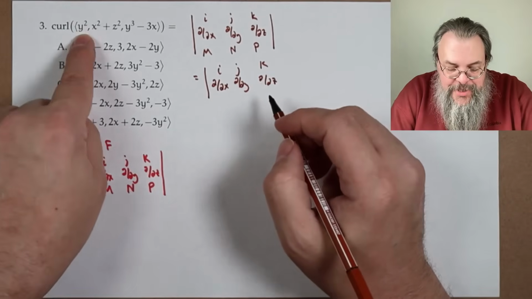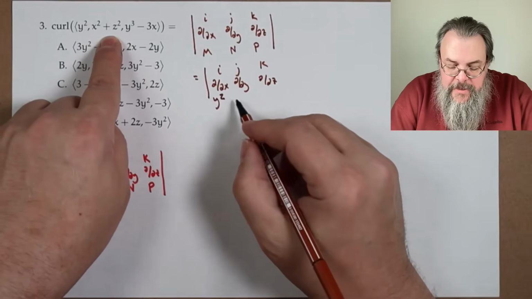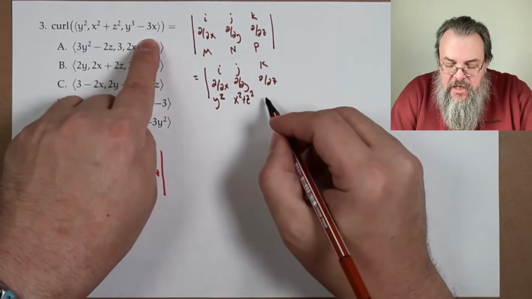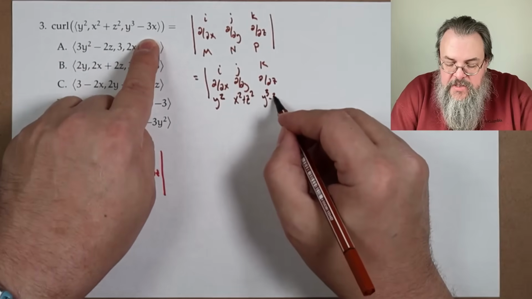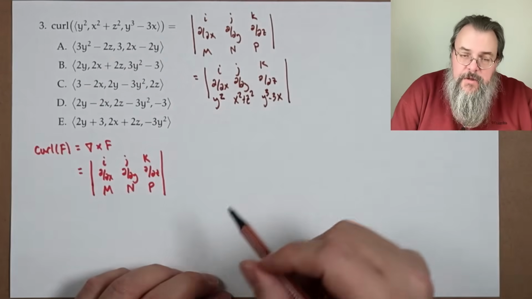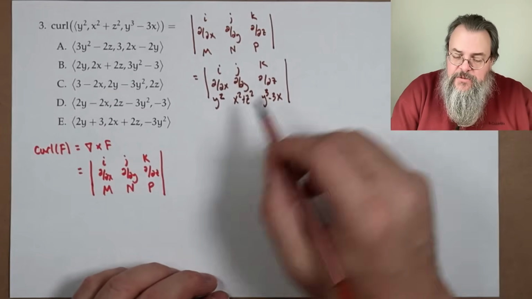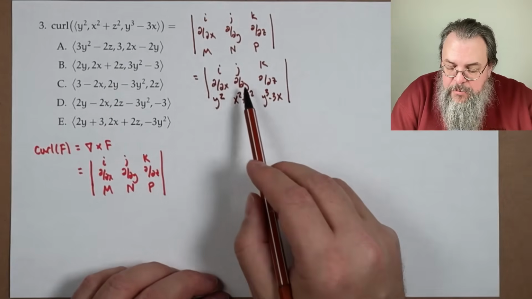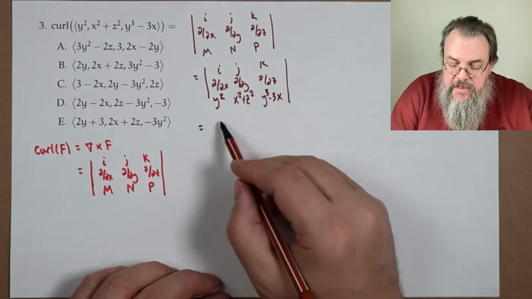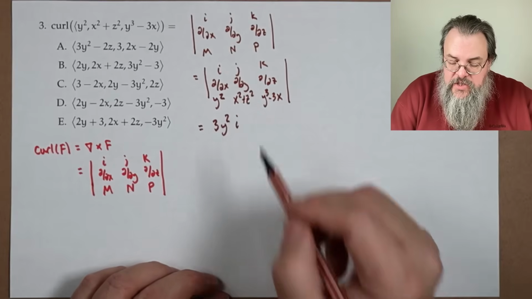Now let's pay attention. M is y squared. N is x squared plus z squared. P is y cubed minus 3x. Good. All right, remember determinants. You've got your down diagonals, and then you have your up diagonals you have to subtract. So i, partial y of y cubed minus 3x. Well, that's 3y squared in the i direction.